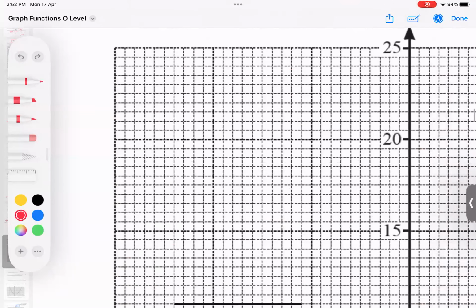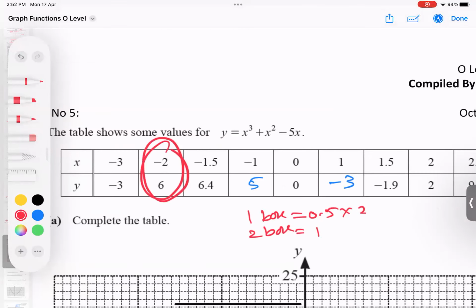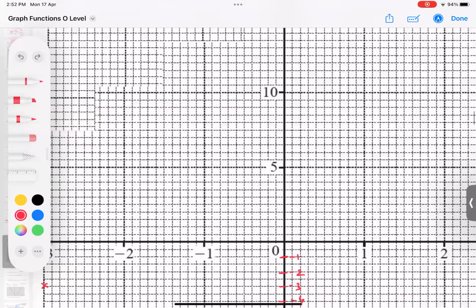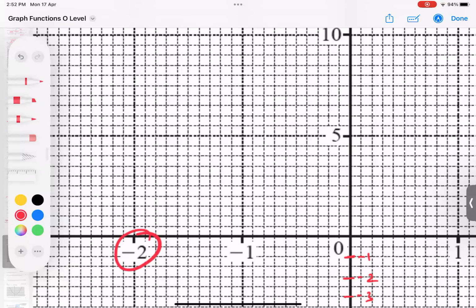Let's go for the next part. Next part, x is minus 2, y is plus 6. x is minus 2 is this. Where's 6? 2 boxes above is 6. There's 6. So come from here and come from here. This meeting point. So I'm going to mark it here.